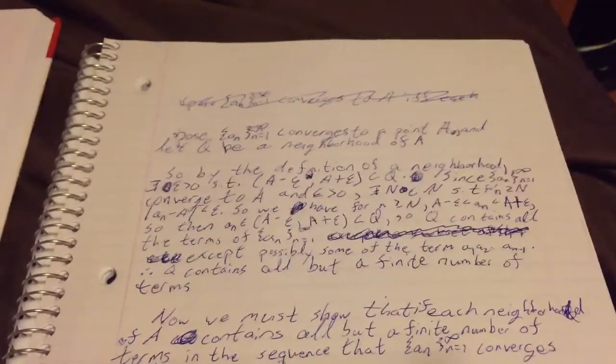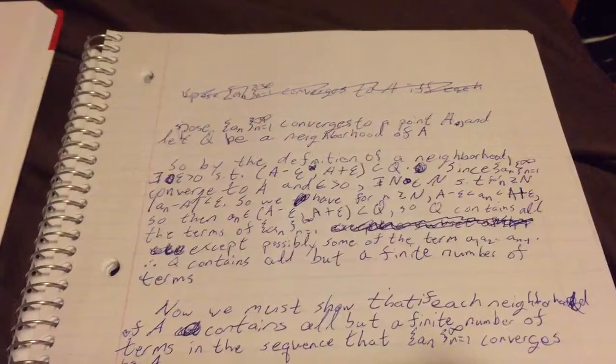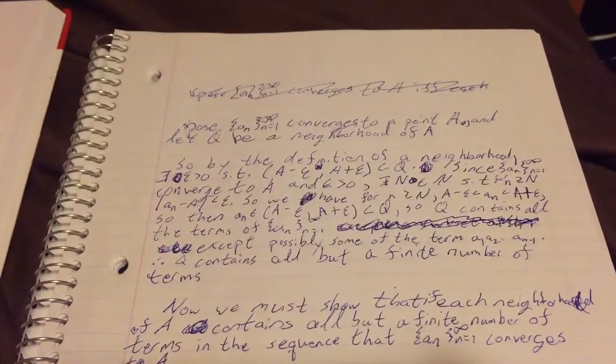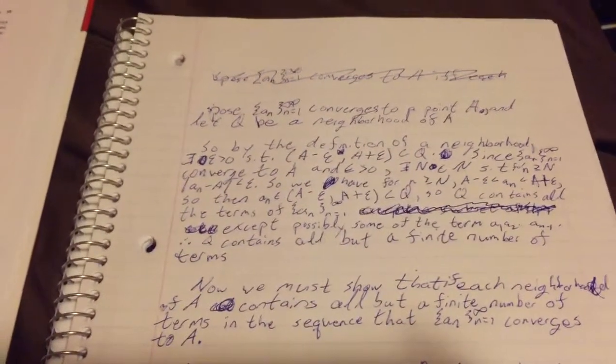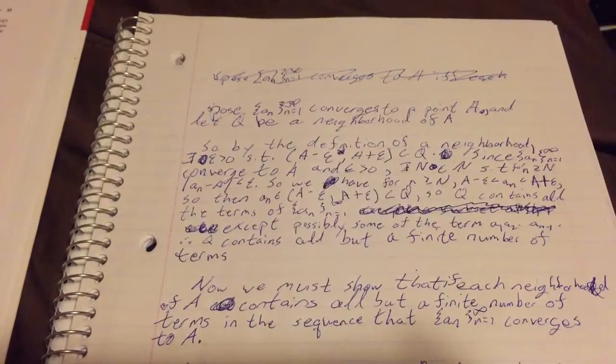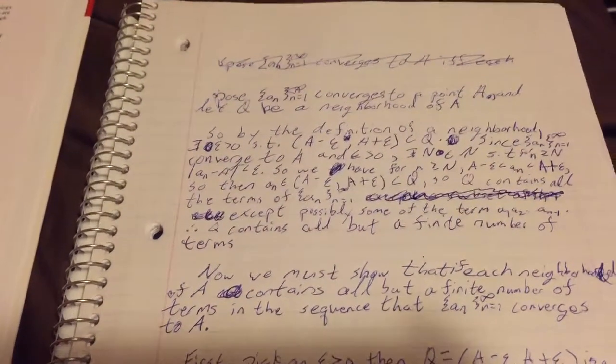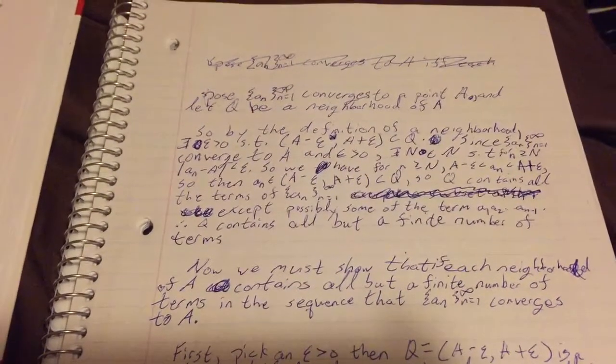So Q is going to contain all the terms of a sub n after little n is greater than or equal to big N. So it's going to contain all of them except possibly some of the ones that occur in a sub 1, a sub 2, all the way to a sub N minus 1. Therefore, Q is going to contain all but a finite number of terms. Now we've got to go the other way with it.